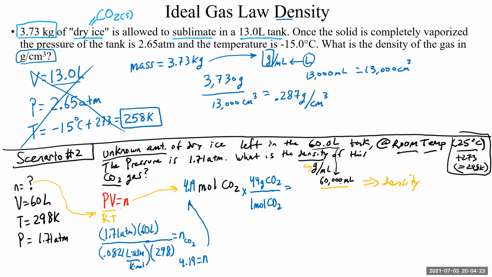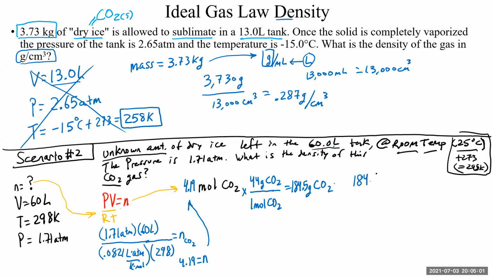So that gets us to 44 times 4.19, 184.5 grams of CO2. Let's unclutter this a little bit. Grams of CO2. So we have this many grams of CO2. That's not our answer. We have this many grams of CO2 occupying 60,000 milliliters.